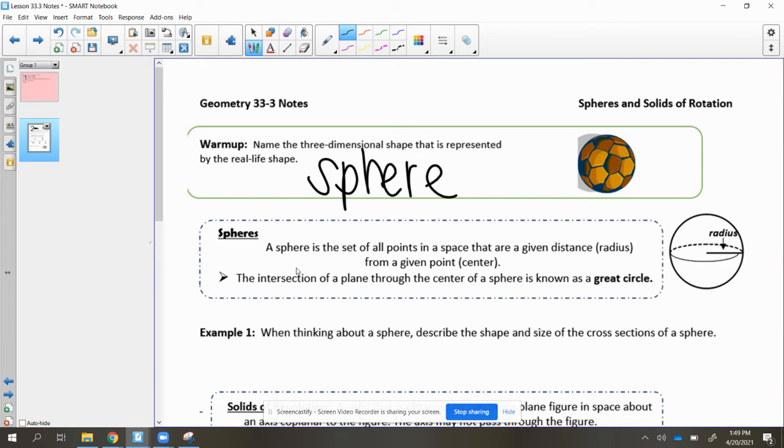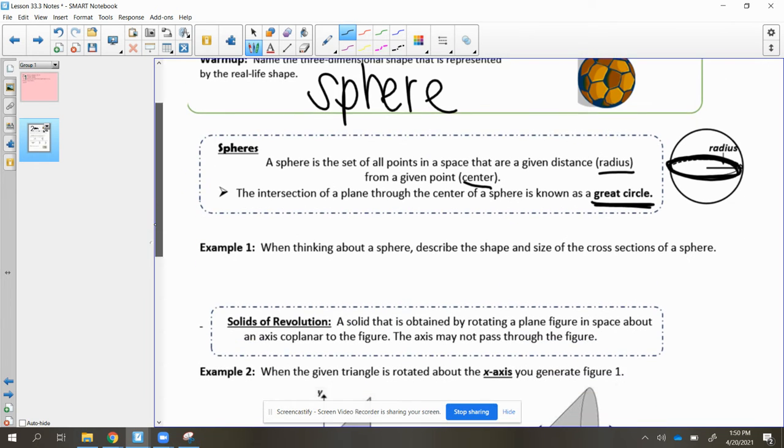Okay, and spheres are the set of all points in space that are a given distance, the radius, from a point, the center. So we see here we still have radius, we have center, and when you're cutting through the center, that big cross section there, we call that the great circle. It's the biggest circle in there.